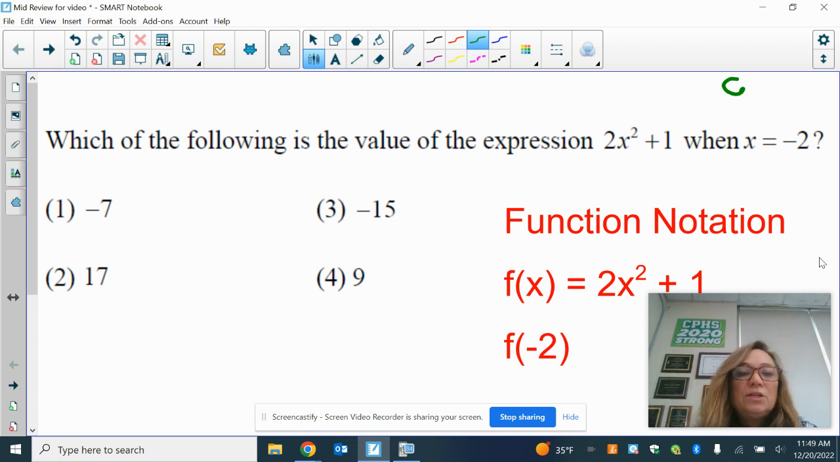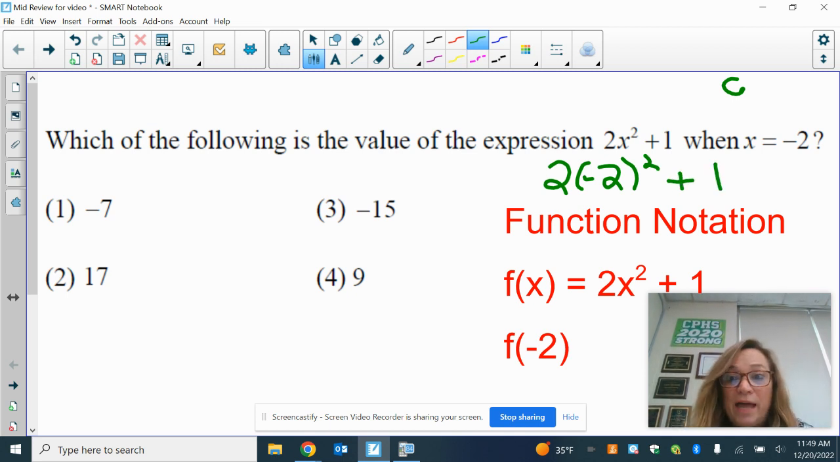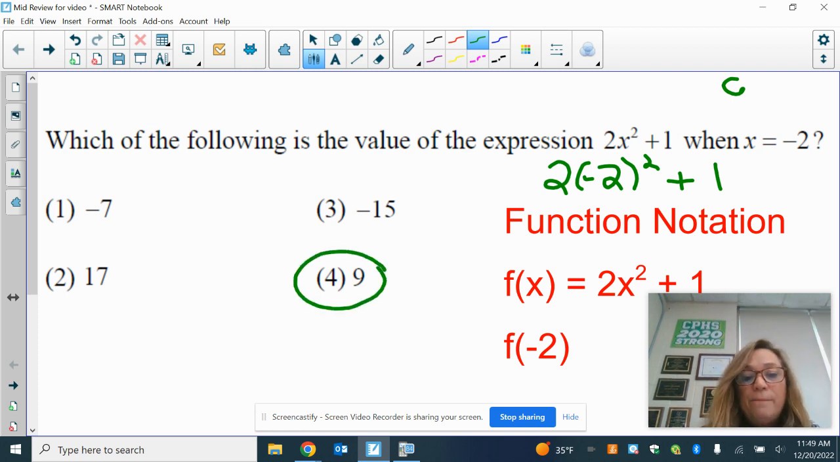Okay. So the question says, which of the following is the value of the expression 2x squared plus 1 when x equals negative 2? So there's a couple of ways you can do this. It's basically just substitution. So you take the negative 2 and you replace the x with it. And you can use mental math or you can use your calculator. I'm going to just use mental math and do negative 2 squared is positive 4. 2 times 4 is 8, and 8 plus 1 is 9.